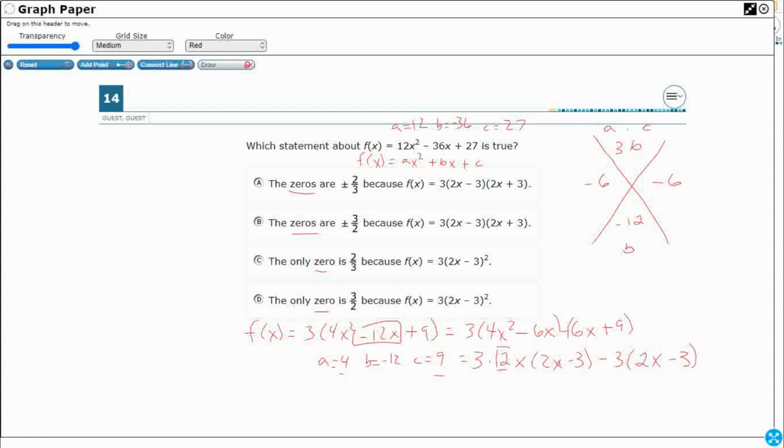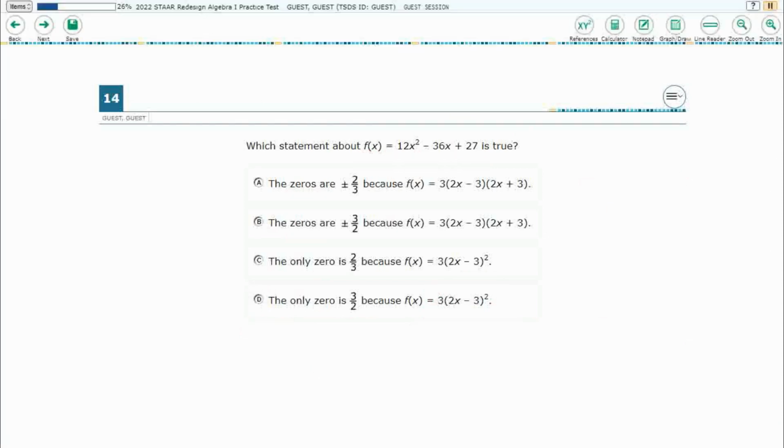If I take a minus 3 out of a positive 9, that's going to end up being a negative 3, because those two make up 9. Remember all of this sitting outside that 3. And look what I get, 2x minus 3. I get 3, and if I factored it out, I get a 2x minus 3, and then I've got another 2x minus 3. So it's 2x minus 3 squared, and there's only one zero. It's that 3 over 2. And that's my answer, D.